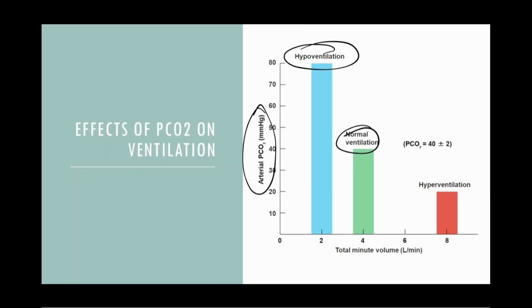In normal ventilation, we're there, and then with hyperventilation, it drops all the way down. So start thinking about how breathing alters your CO2 levels. If you hyperventilate, CO2 levels drop because you're blowing off all that CO2 by breathing fast. If you breathe really slowly, you don't have time for all that diffusion to occur, so CO2 starts to build up in your bloodstream.